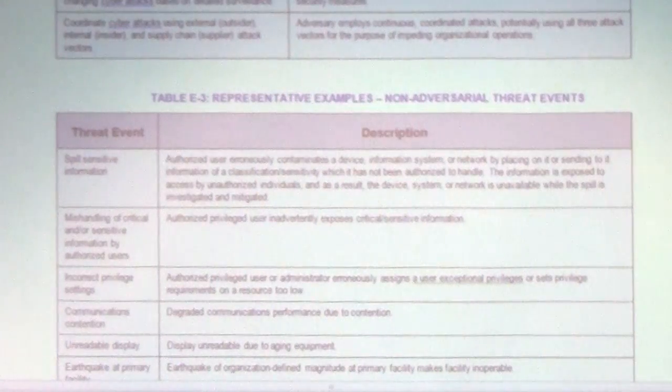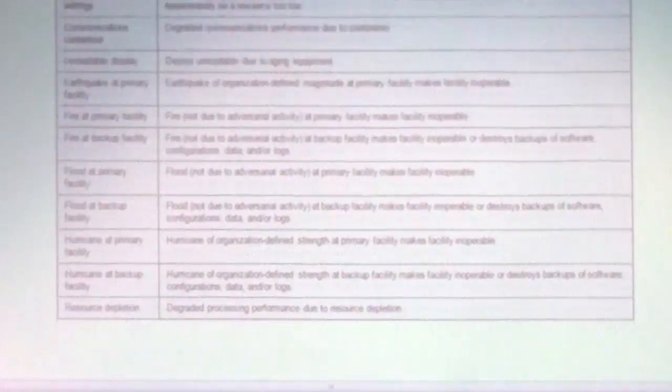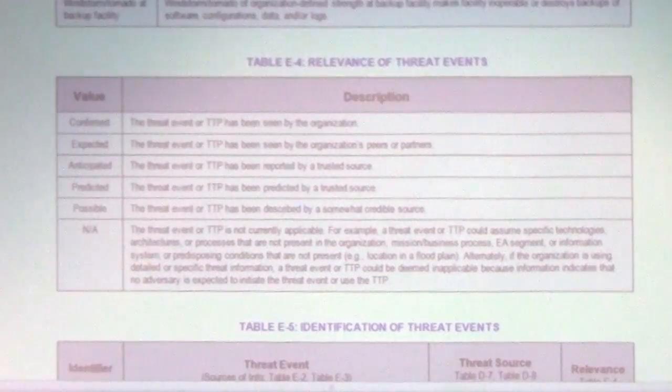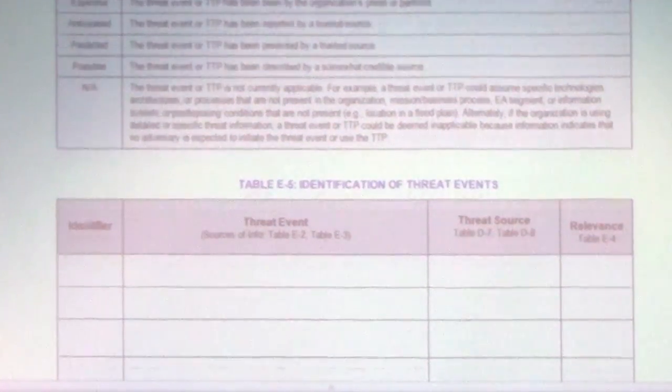Okay, E3 is your non-adversarial threat events, same sort of thing. And then table E4, okay, is relevance. So for all of our threat events, we want to try to make a determination of what the relevance is. I think relevance is kind of close to likelihood myself, but let's go ahead and try our best to determine a relevance and enter all of that information into table E5.